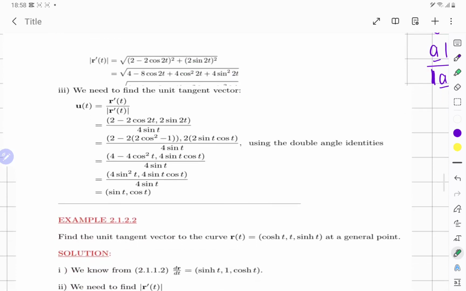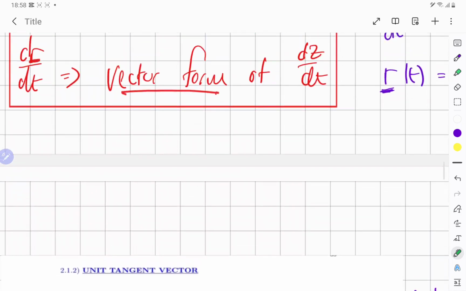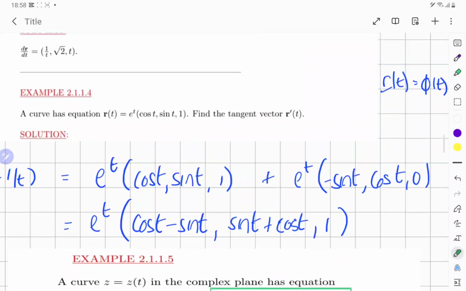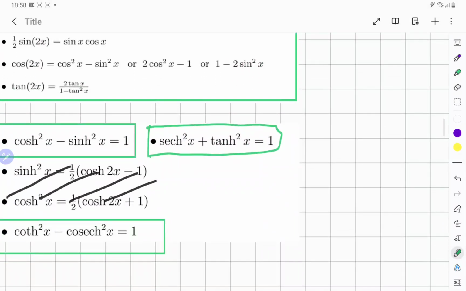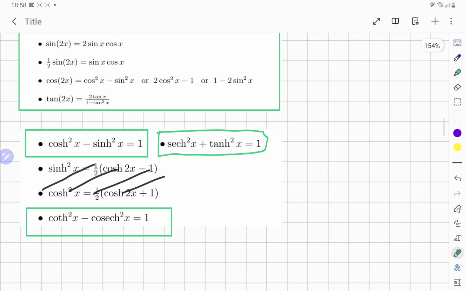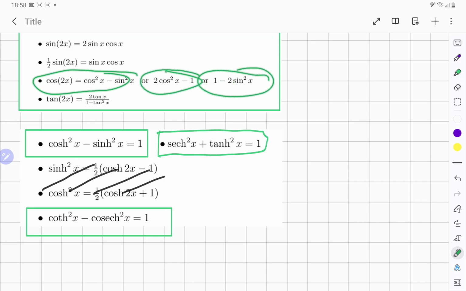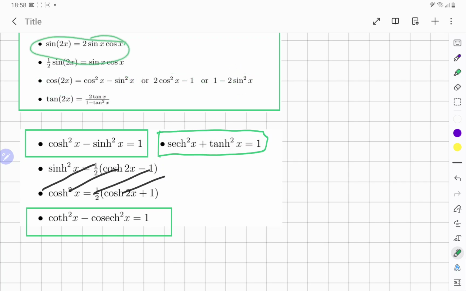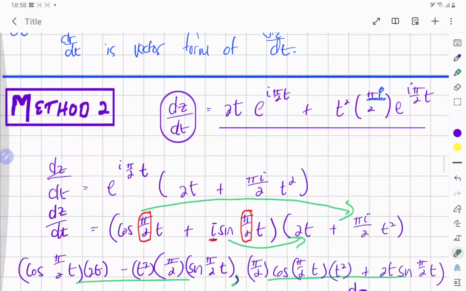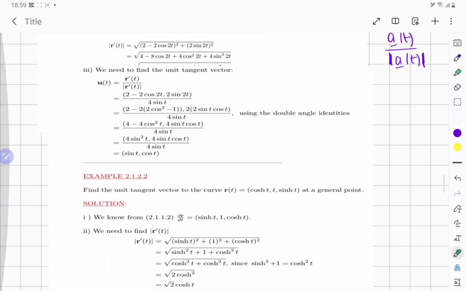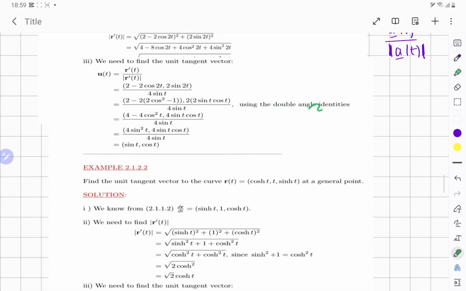Please just remember that we are going to use a lot of double angle identities. So familiarize yourself with these ones that I pasted here. These are all from school or first year. You should know them quite well at this stage, so I won't waste time with this.